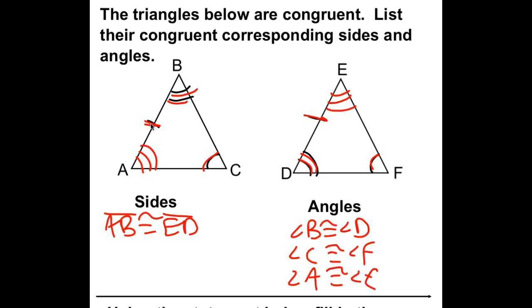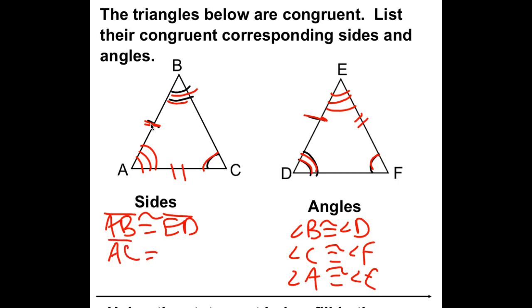Now with sides, it gets a little bit trickier when they're not marked and there's no numbers like in this problem. You actually need to use the angles to help. So if I look at this segment AC, it's got a 3 mark and a 1 mark at the end. I want to find the other side with a 3 mark and a 1 mark on the end. So I can see that that's EF. So AC and EF are going to correspond.